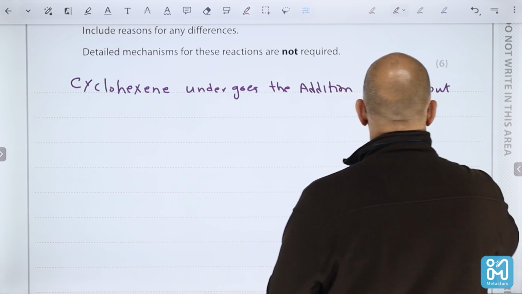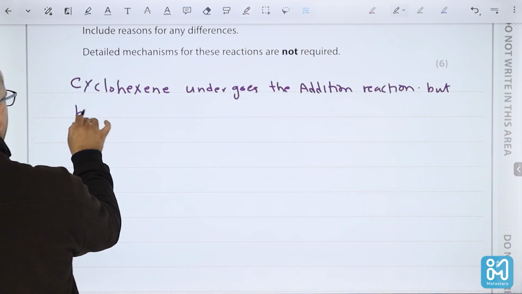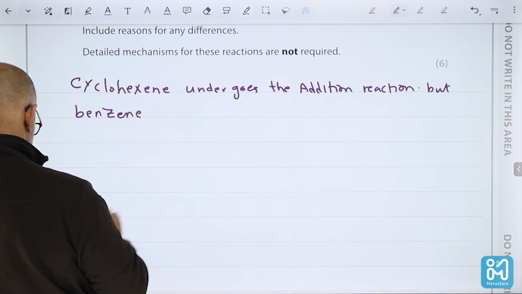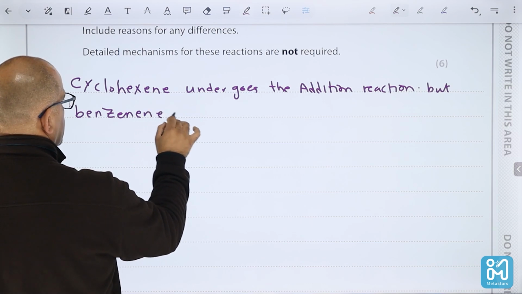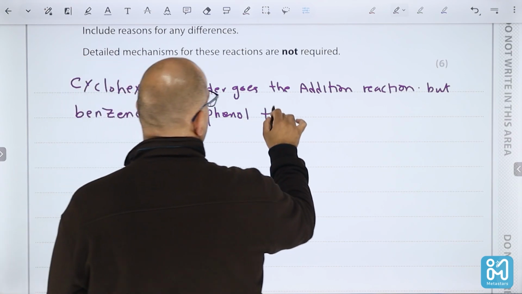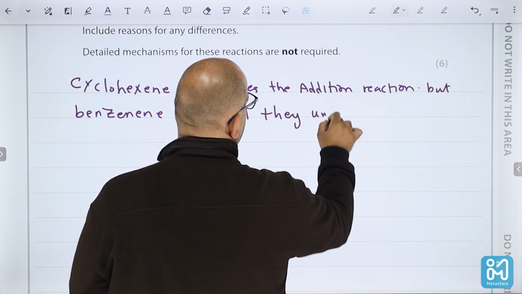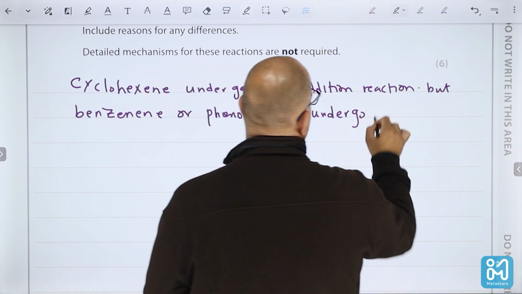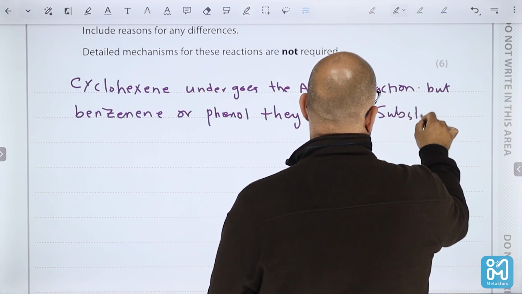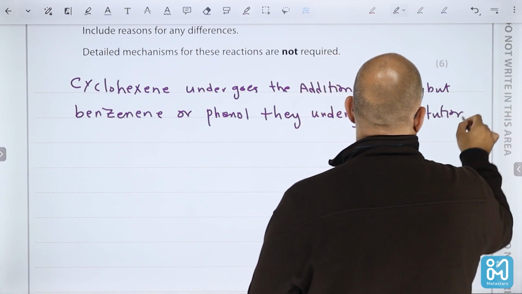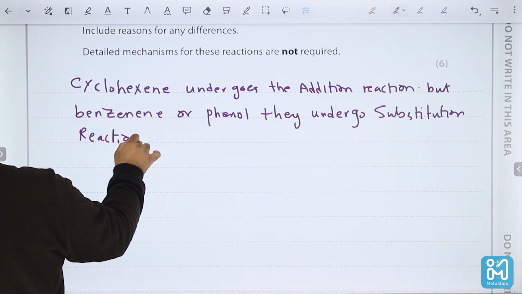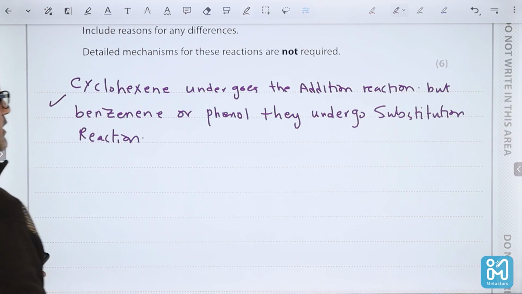but benzene or phenol, they undergo substitution reactions. This is known from the mechanism.